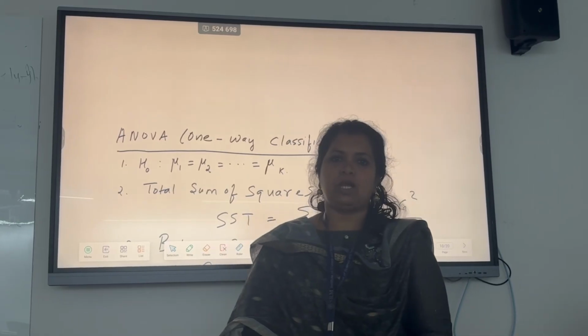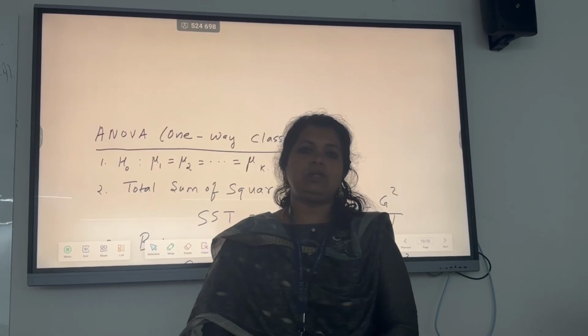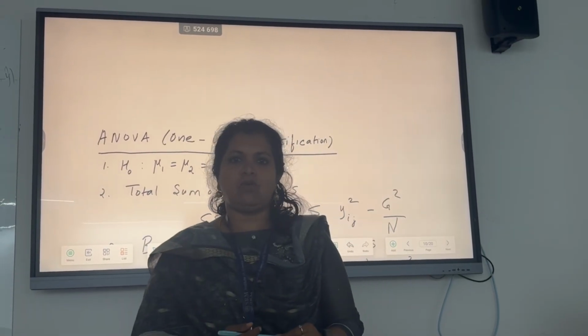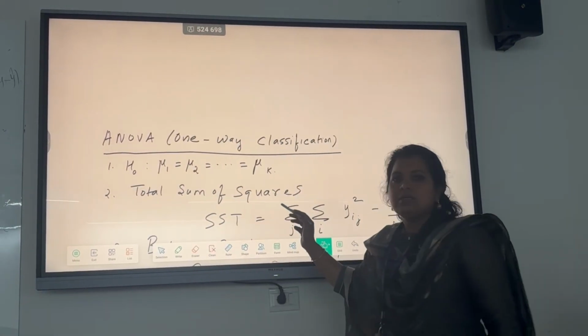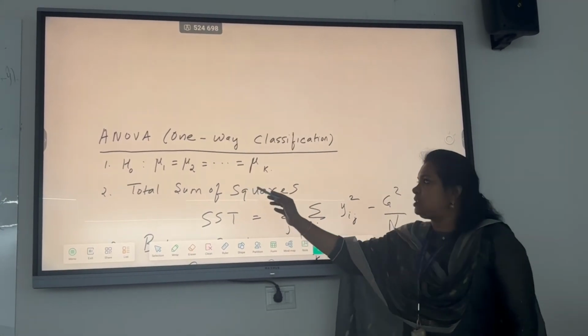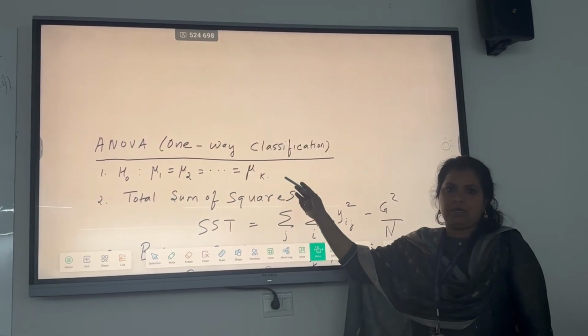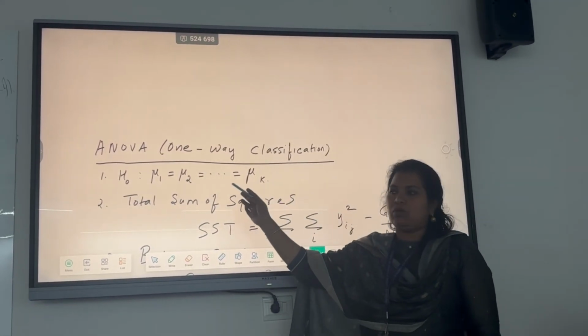Today's topic is ANOVA, Analysis of Variance. Today we are going to discuss one-way classification formulas. So these are the formulae. We have to start first with the null hypothesis H0: mu1 equals mu2, and so on. We have to look at how many terms are given in the question.